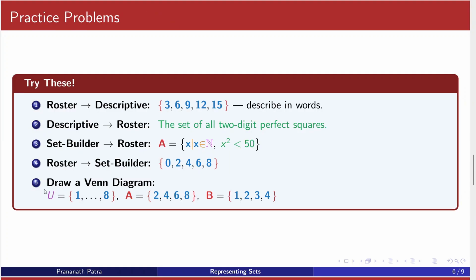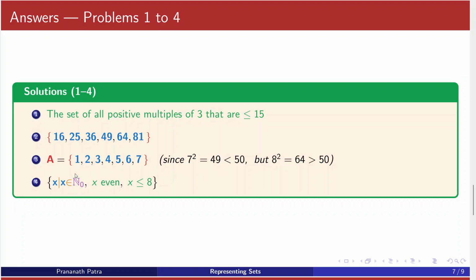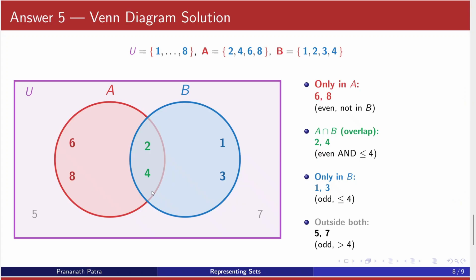For problem 4, we were looking at the numbers 0, 2, 4, 6, and 8. We can see they're even numbers, they start at 0, and they stop at 8. In set builder notation, we open our curly brackets and write the set of all x such that x is an element of N0, which means the natural numbers including 0, where x is even and x is less than or equal to 8. Now, let's look at the solution for problem 5, our Venn diagram.